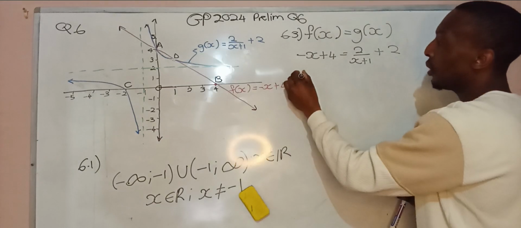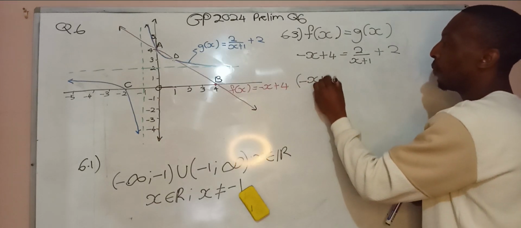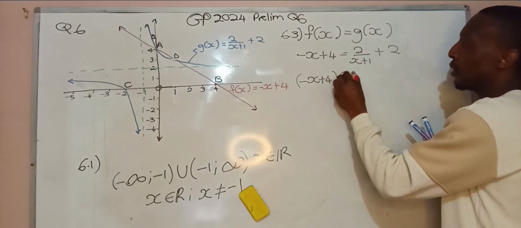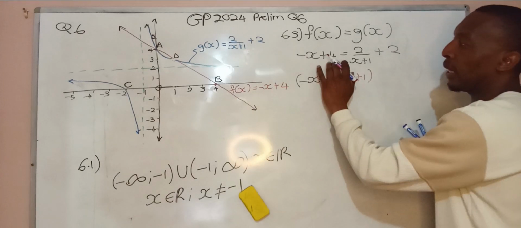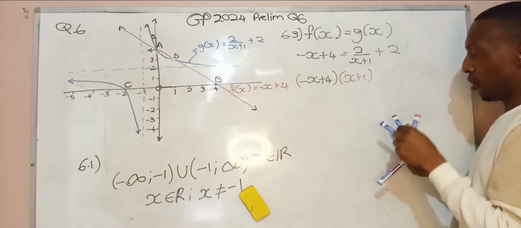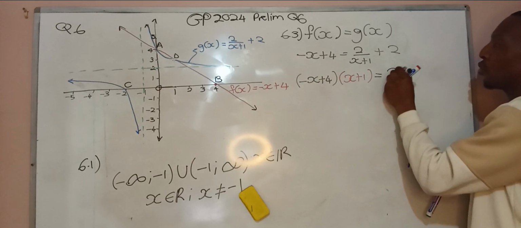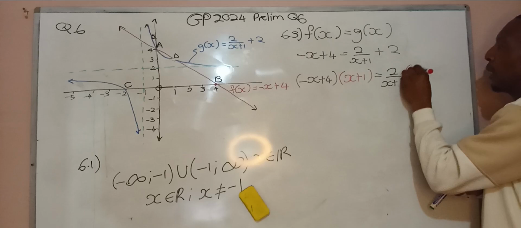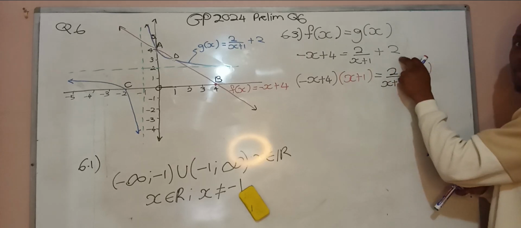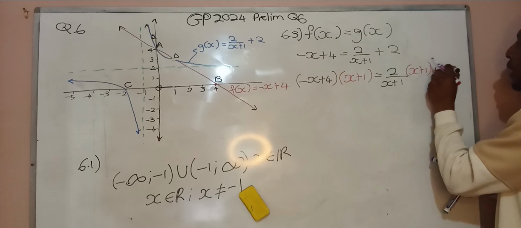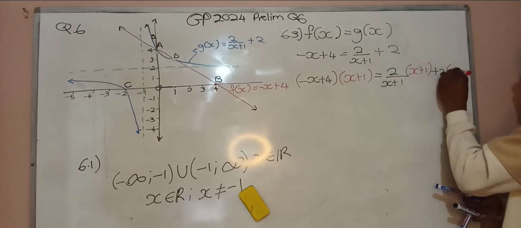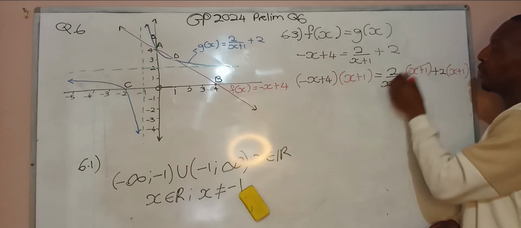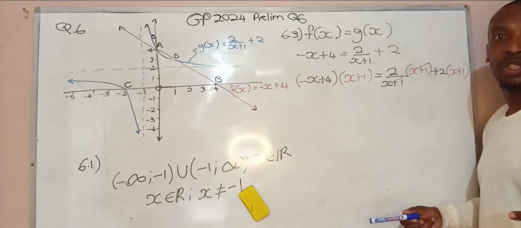Okay, so let's go. Minus x plus 4. Okay, I'm going to multiply that. Let me write this in red. It's multiplied by x plus 1. I'm multiplying everything on this side by x plus 1, which is equal to 2 over x plus 1. Okay, multiply that by x plus 1. Do not forget this 2. Everything must be multiplied by x plus 1. Okay, so what's going to happen here? These will cancel. We'll have no fraction, which is what we want.